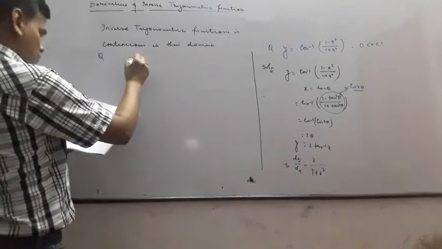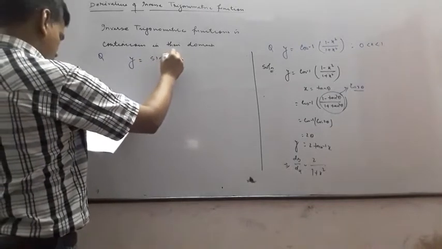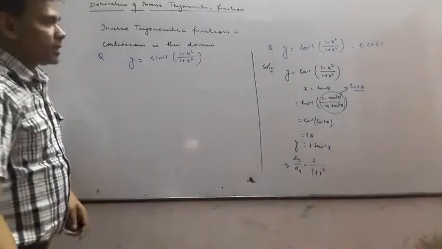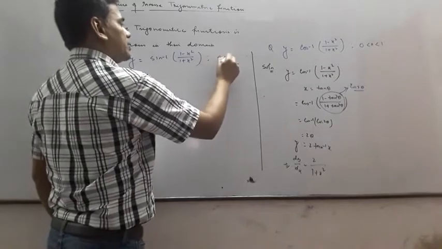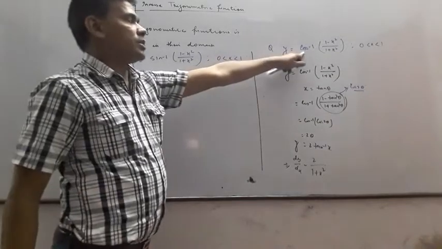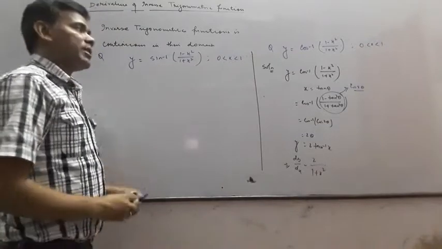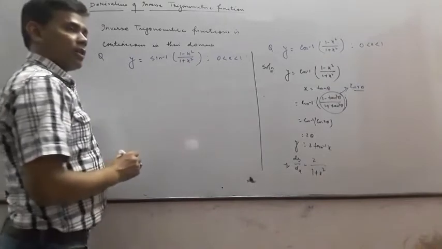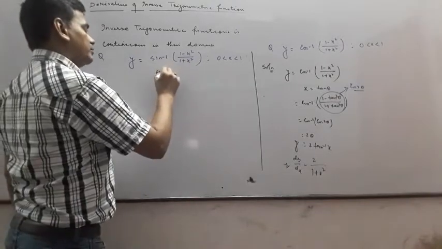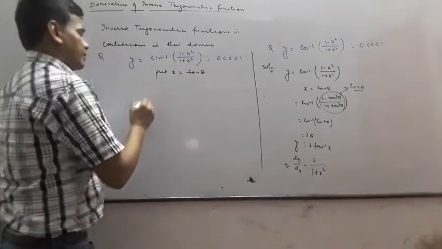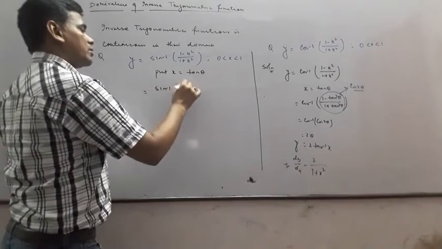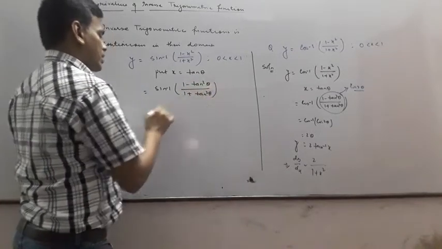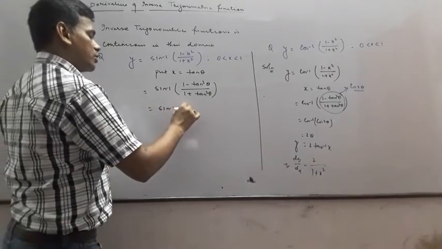It is y equals sin inverse of (1 minus x square) over (1 plus x square). You see the same question here, only one thing is changed: there it was cos inverse and here it is sin inverse. Very simple, what will you let? It is clear, we suppose x equals tan theta. So put x for tan theta, and it is sin inverse of (1 minus tan square theta) over (1 plus tan square theta), which is sin inverse cos 2 theta.